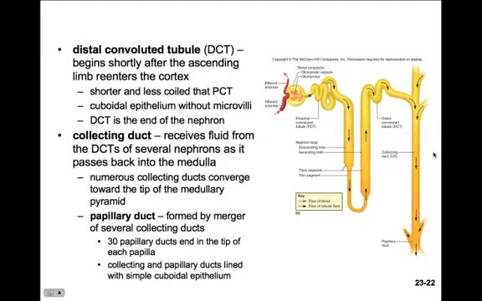The collecting duct receives fluid from several different nephrons as it passes back into the medulla of the kidney. Numerous collecting ducts converge towards the tip of each pyramid to form the papillary duct. Thirty or so different papillary ducts end at the tip of each papilla. The collecting and papillary ducts are lined with simple cuboidal epithelium.